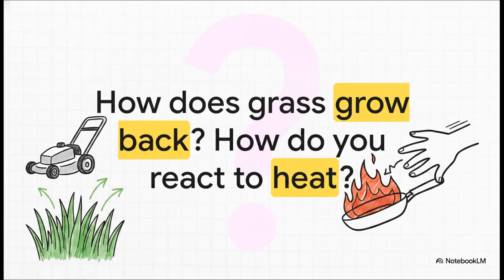To kick things off, let me ask you about two everyday mysteries. First up, how does grass manage to grow right back after a lawnmower just chopped it all down? And second, if you accidentally touch a super hot pan on the stove, how does your hand instantly snap back before you even consciously feel the pain? Like, no way your brain worked that fast, right? Well, biology holds the fascinating answers.